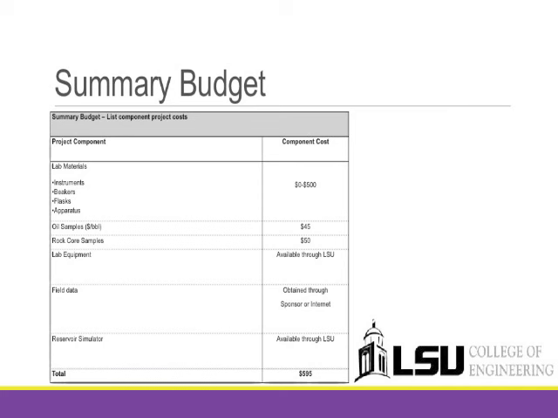The following graphic is a summary of our budget. This includes lab materials, oil samples, rock core samples, lab equipment, field data, and reservoir simulator, totaling up to roughly $600. Since we're in the developmental stages of our project, our budget is subject to some error.